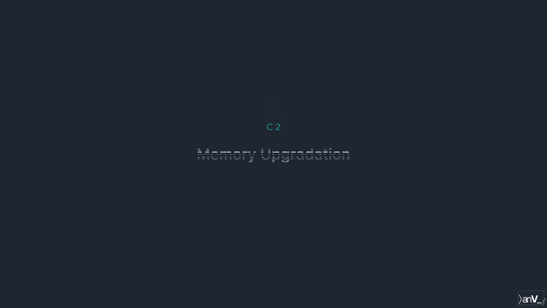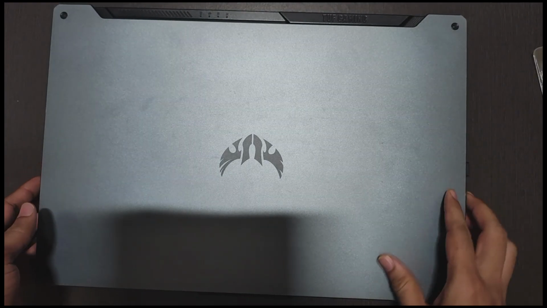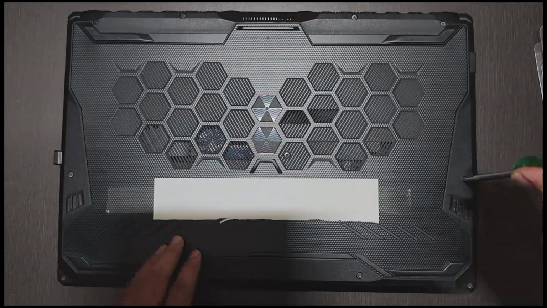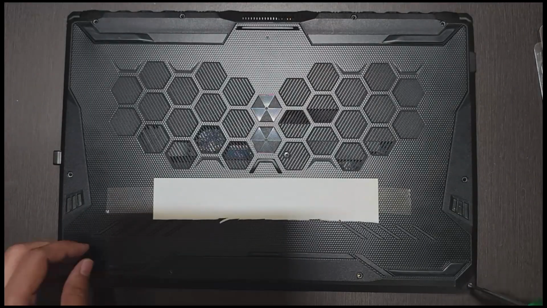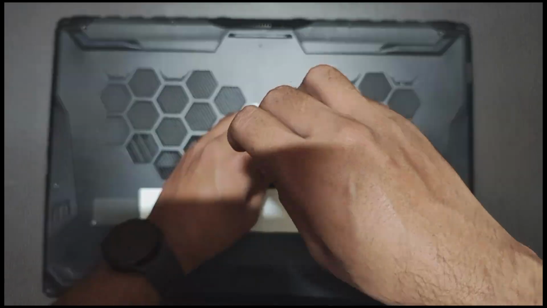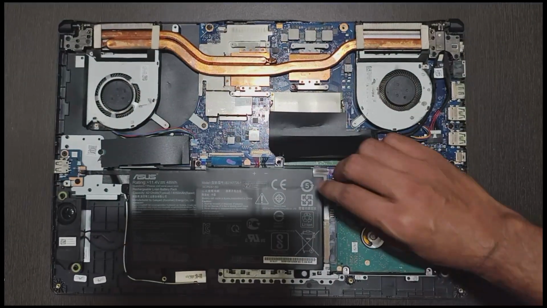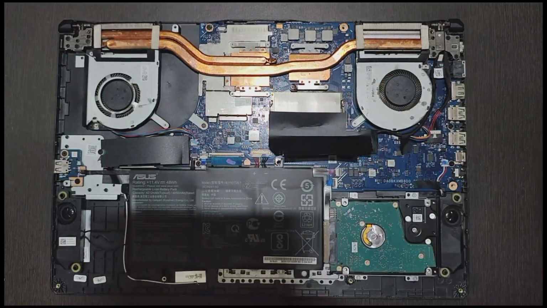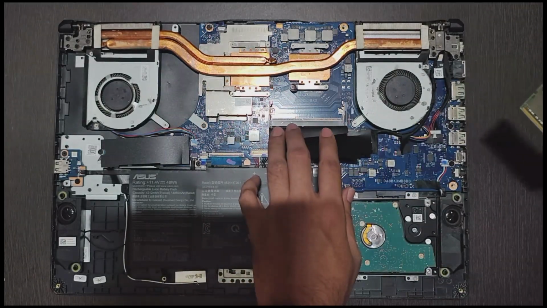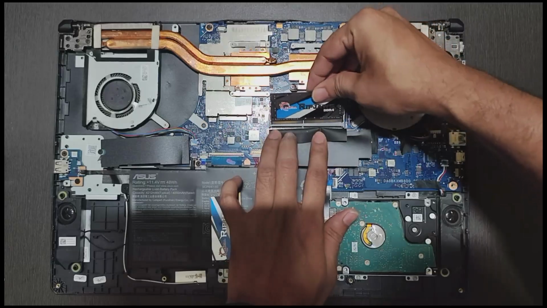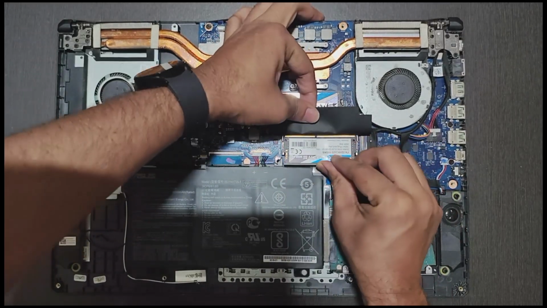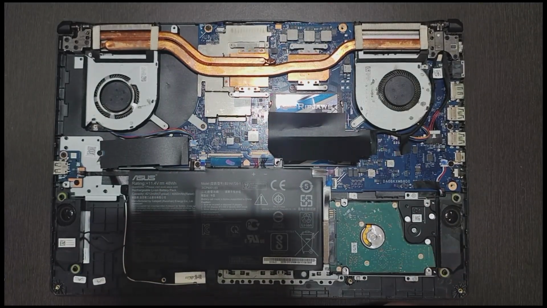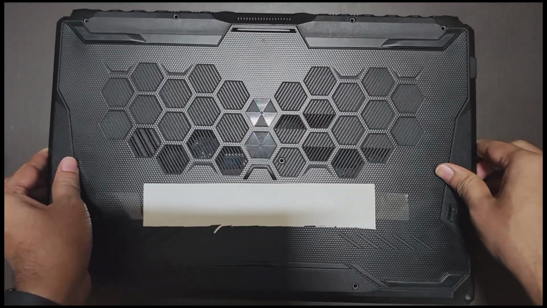First we'll upgrade the RAM. So for that, switch off the laptop, open the back cover, find the RAM slots on your motherboard, remove the old ones, and then insert the new ones. That's it. Close the cover. Done. Switch on and check the updated memory.